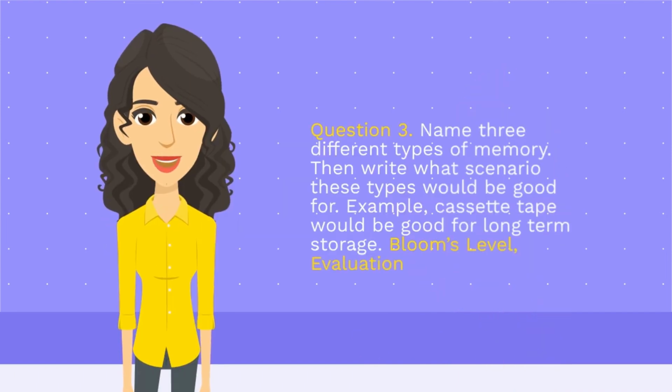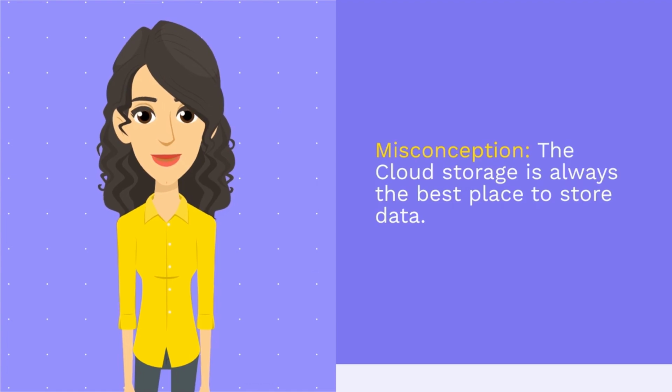Question 3. Name 3 different types of memory. Then write what scenario these types would be good for. Example: cassette tape would be good for long-term storage. Bloom's level, evaluation. Misconception: the cloud storage is always the best place to store data.